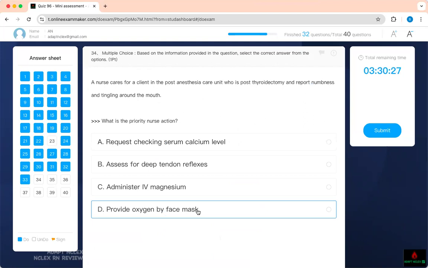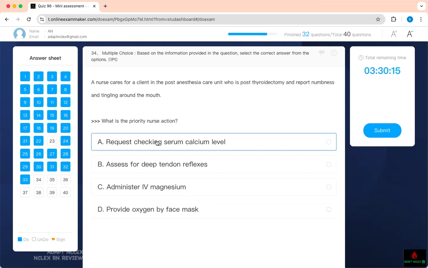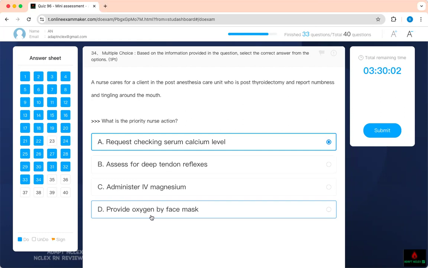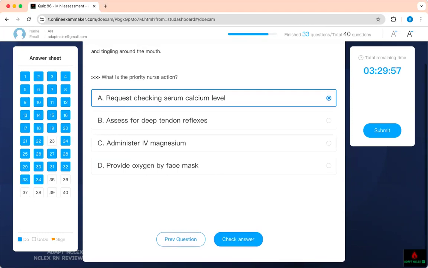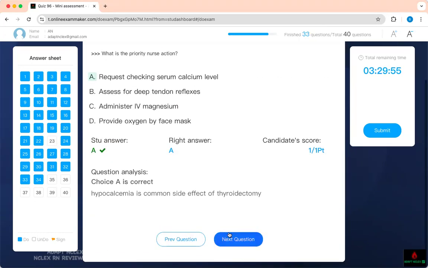What is the priority next action? A client in the post-anesthesia care unit who is post-thyroidectomy reports numbness and tingling around the mouth. This is hypocalcemia from thyroidectomy. Give them calcium. Request checking your calcium level. Assessing for deep tendon reflex, you don't need any more physical exams. Giving them magnesium is not going to help them right now. There's no antidote for this. Provide oxygen by face mask? They don't need oxygen. They need their calcium to be given so we can check the calcium level.